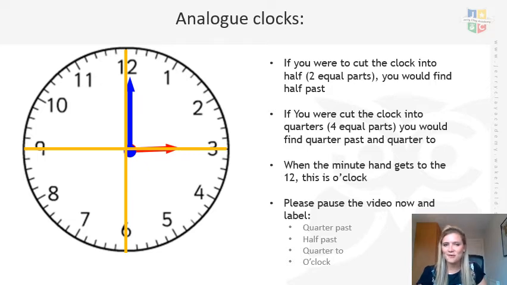Okay, fantastic. So we know that when the minute hand is where it is at the moment, that means it is o'clock, because that is a new hour. Okay, so you should have written o'clock up at the top. If you have cut your clock in half, where should your half past be? Okay, you're right, it should be right at the bottom, because that has gone halfway around the clock. Now, we have split them into quarters, so the other two lines are obviously going to be quarter. But which way is going to be past and which way is going to be to?